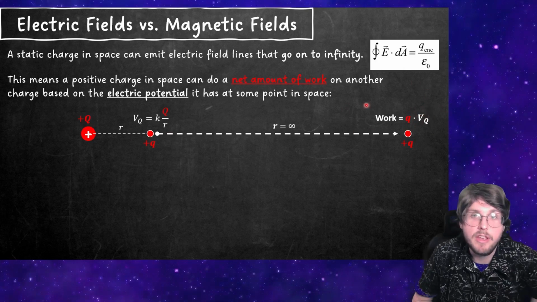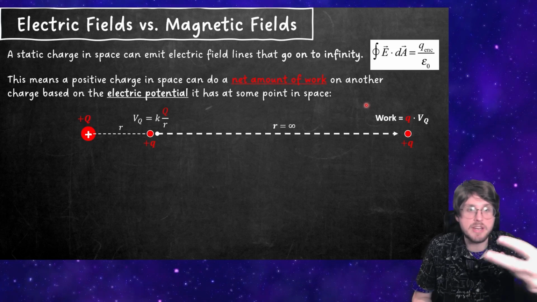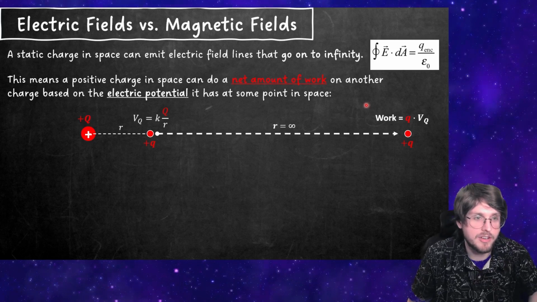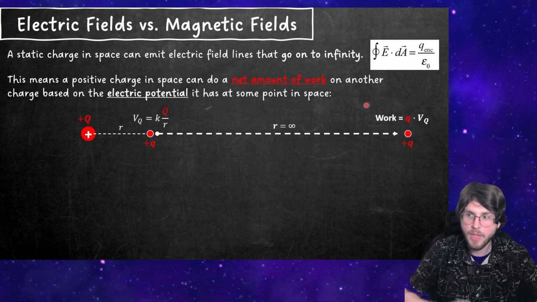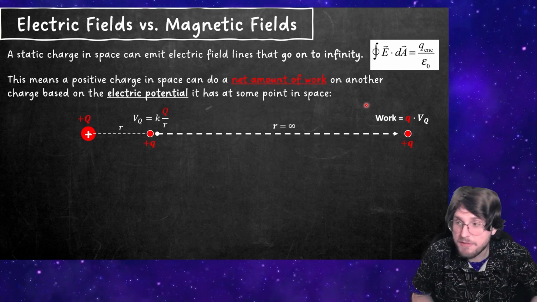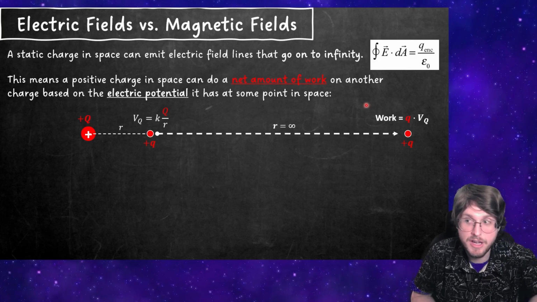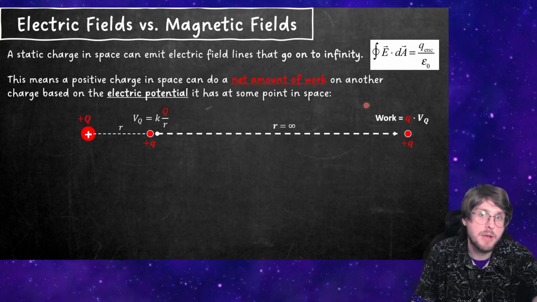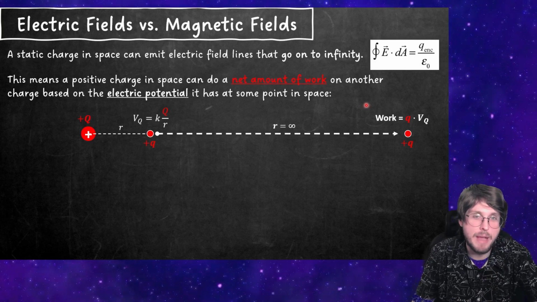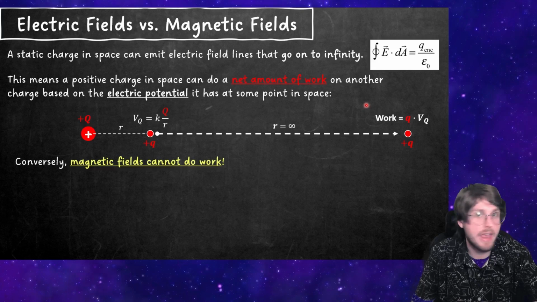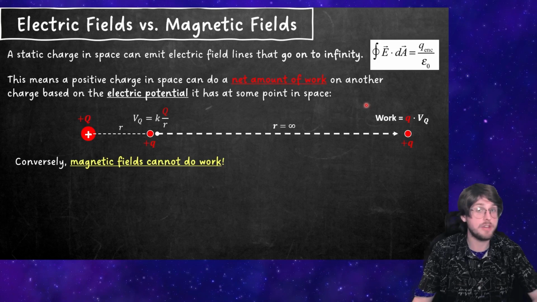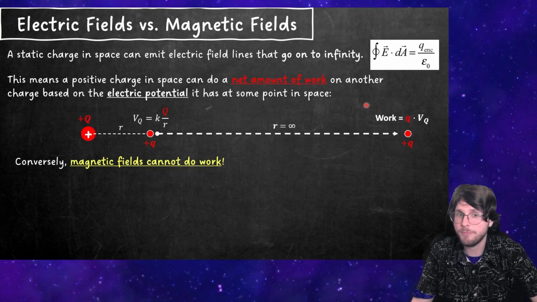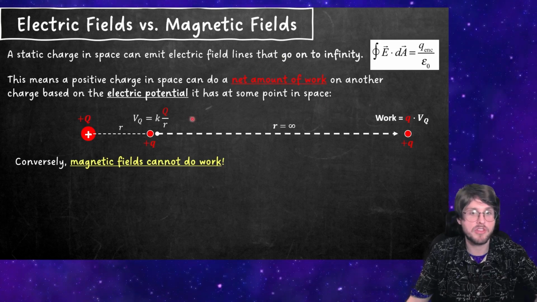So here we see that if we have a charged object, it can do a net amount of work. And obviously it would take a similar amount of work to push this charge back in. But the fact that it can infinitely accelerate an object out to infinity is a pretty powerful tool. Now here's the kicker and the main difference with magnetic fields. They can't do work, period. There's no way, according to physics, at least that we know of so far, where magnetic fields would be able to do the same procedure.